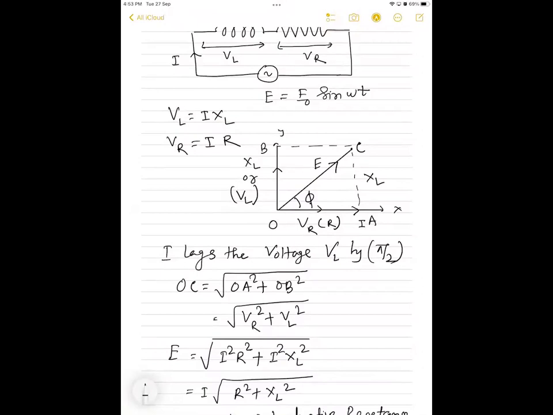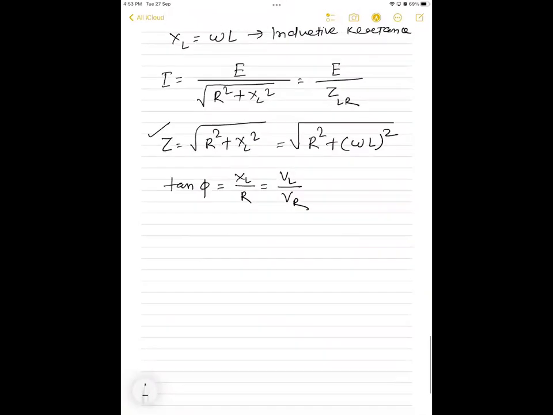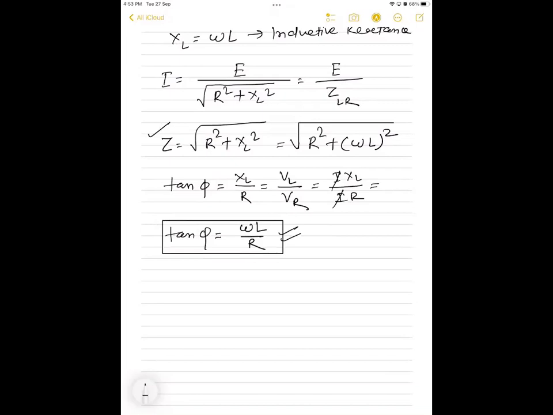That is VL by VR, because VL is equal to IXL and VR is equal to IR. I cancel. So that is XL by R. So we can write in conclusion, tan phi is equal to omega L by R. Right? This is about the magnitude and the direction, correct?